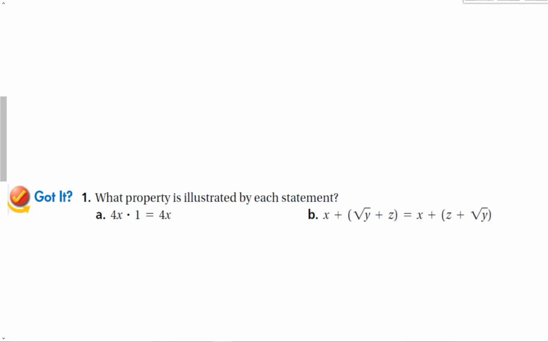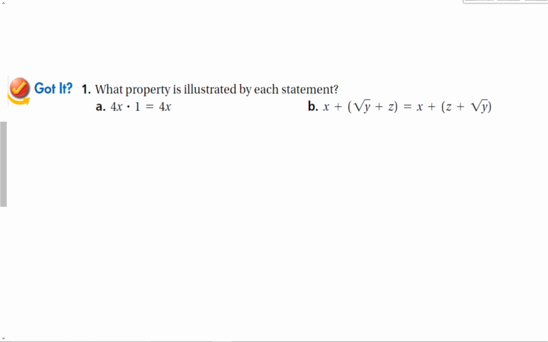Let's look at our got it problems. And the first one says 4x times 1 is equal to 4x. So now we're multiplying by something, and I'm getting the same answer, right? My answer is not changing. So in this case, my answer would be the identity property of, well, what are we doing here? We're not adding, we're multiplying. So the identity property of multiplication.